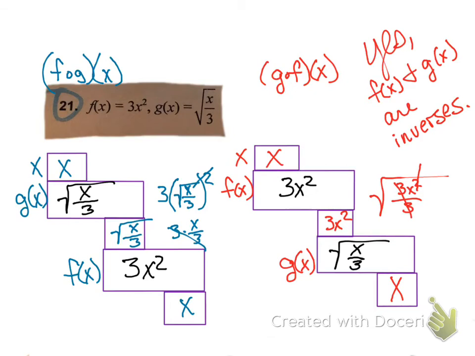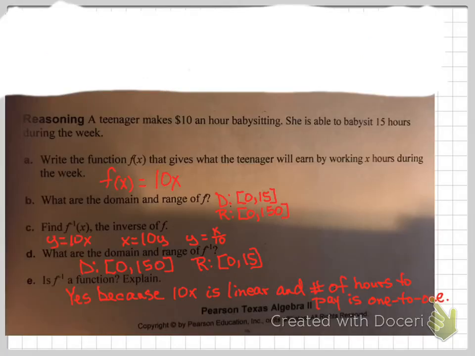Okay. Number 21, I believe, was for both of you. It might have been just for the advanced, but I'm not sure. But it shows the process anyway. We did f of g of x and g of f of x. Okay. We worked them out. They both came out to be x, so yes, they are both inverses. And then our last one, number 24, was for the advanced.